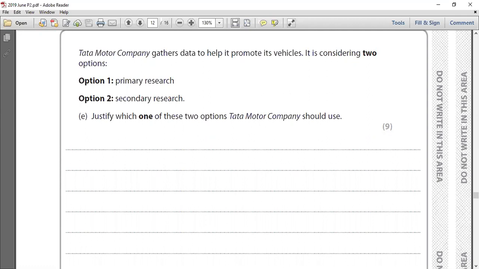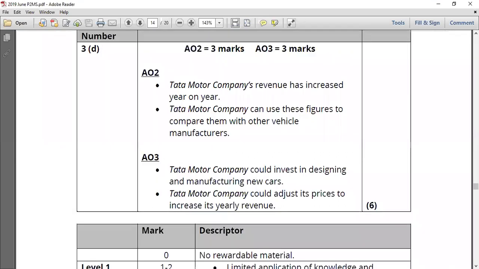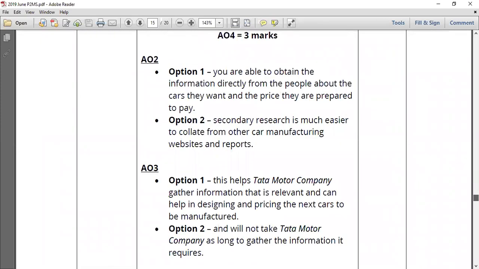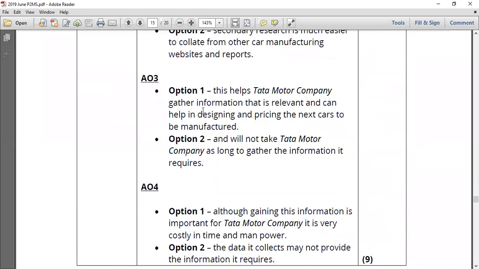So let's move on to the mark scheme and the possible points they want in your answer. In option one, primary research, they're saying that you are able to obtain information directly from the people about the cars, and the price they are prepared to pay. Pricing decisions for the car, right? How much price they are prepared to pay? Easy question. And look at the analysis point of option one. As a result of that, it helps Tata Motors gather information that is relevant and can help in designing and pricing the next cars to be manufactured. They can get that information to get an idea for the next car model they are going to manufacture.